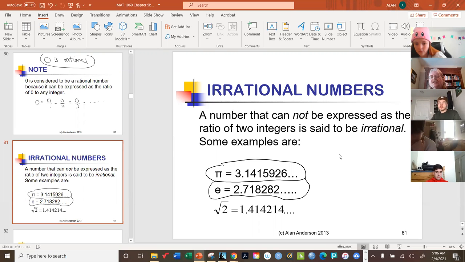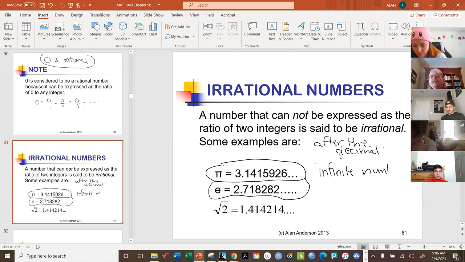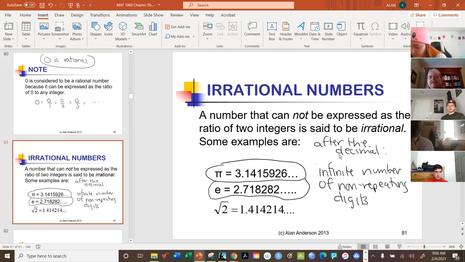After the decimal, we have an infinite number of non-repeating digits. And that's how you can uniquely identify an irrational number. Same thing with the square root of 2, who knew? There's an infinite number of non-repeating digits after that decimal point, and that's how we identify it as an irrational number.